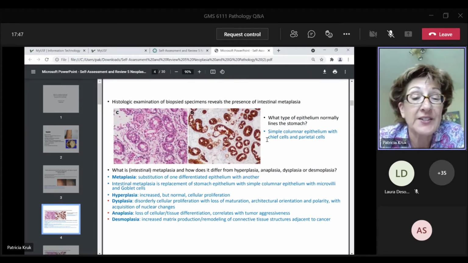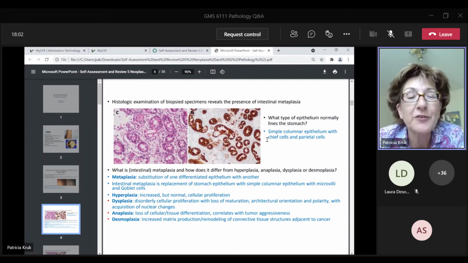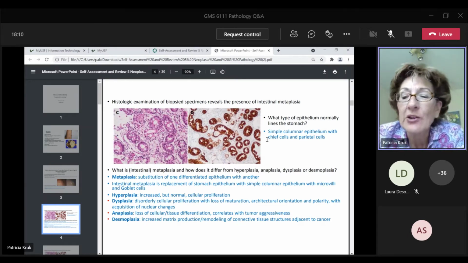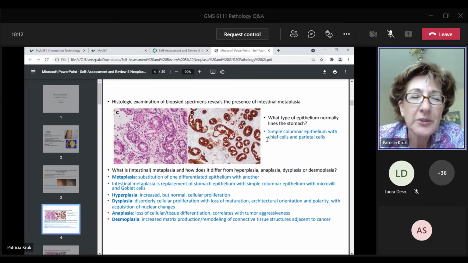This is contrasted with hyperplasia, which we've talked about before, which is just normal increased cellular proliferation. And this is also contrasted with dysplasia, which is where we're starting to see abnormal growth, but now the proliferation is not so orderly. It's a little distorted. We're starting to see a little bit of a loss of the normal architectural polarity and orientation, and we start to see a little bit of abnormal changes in the nuclei.